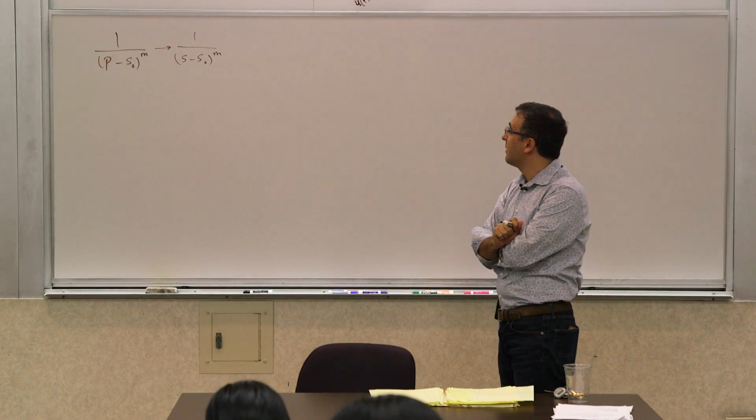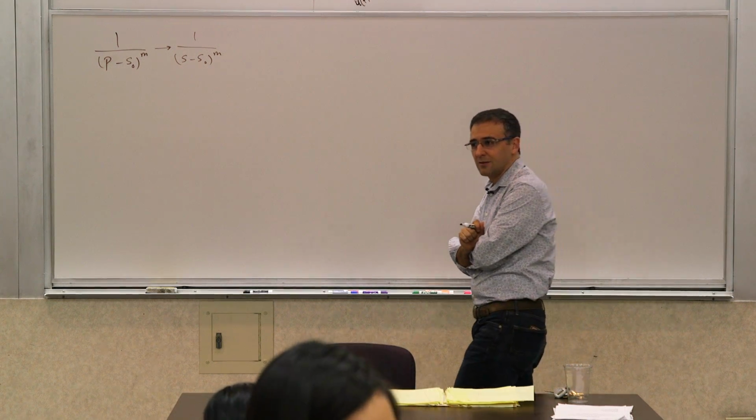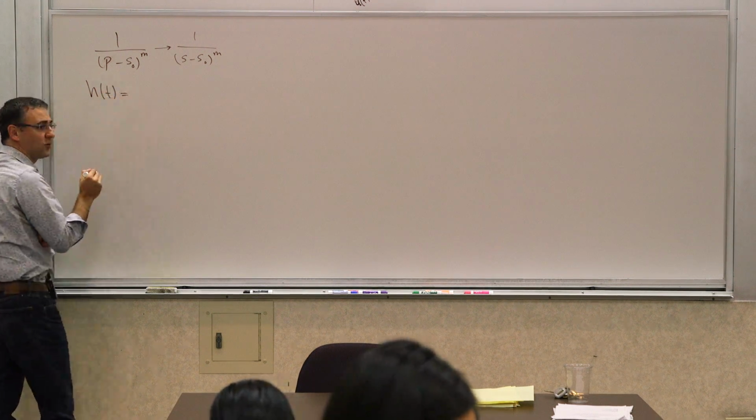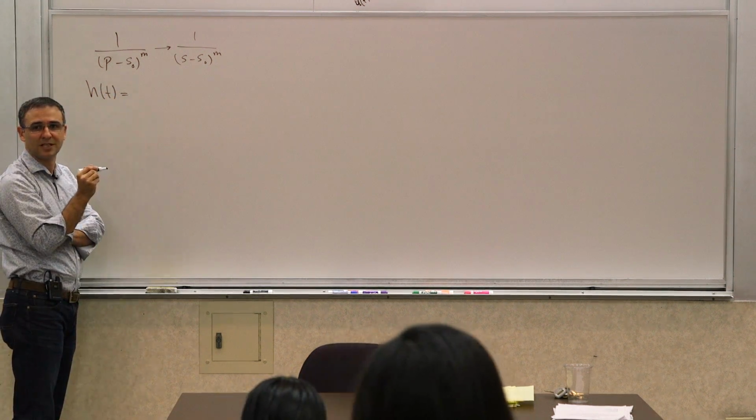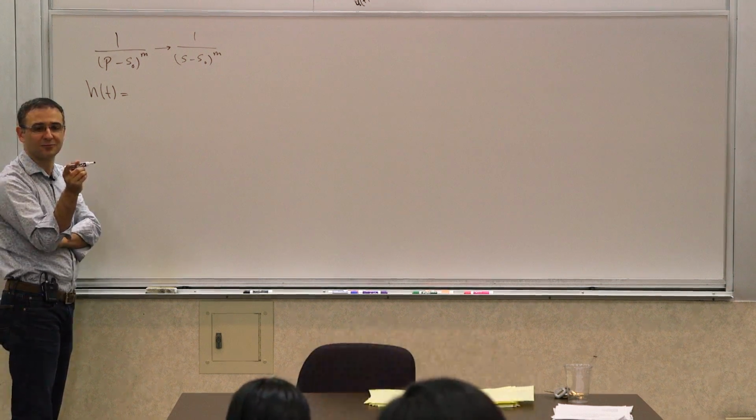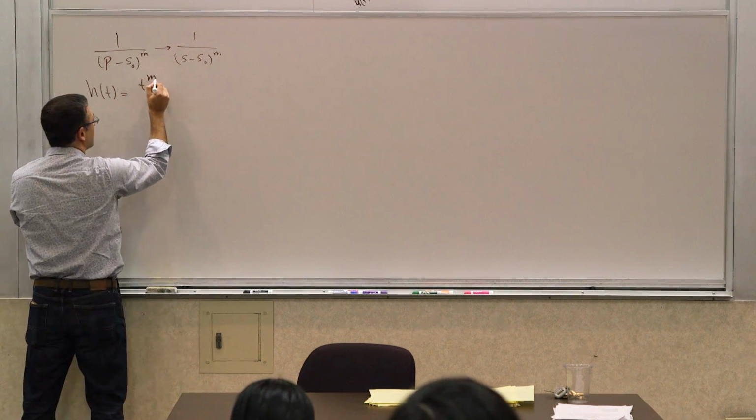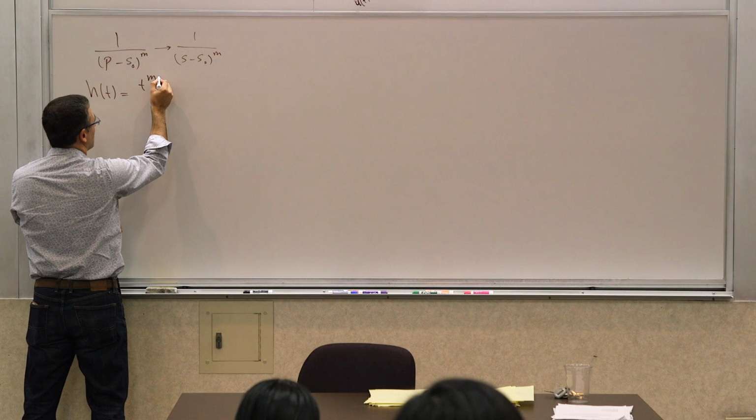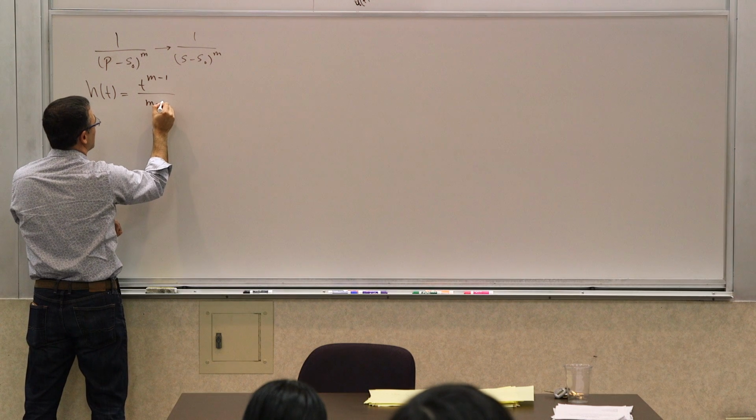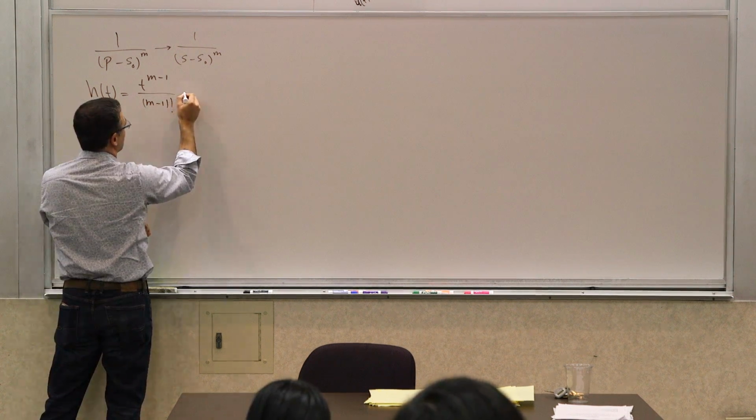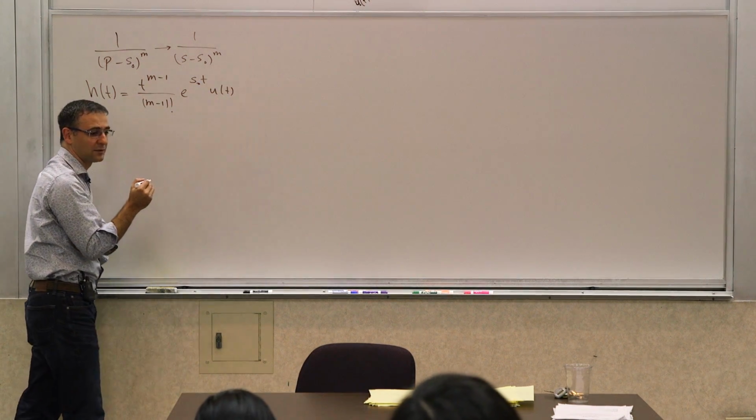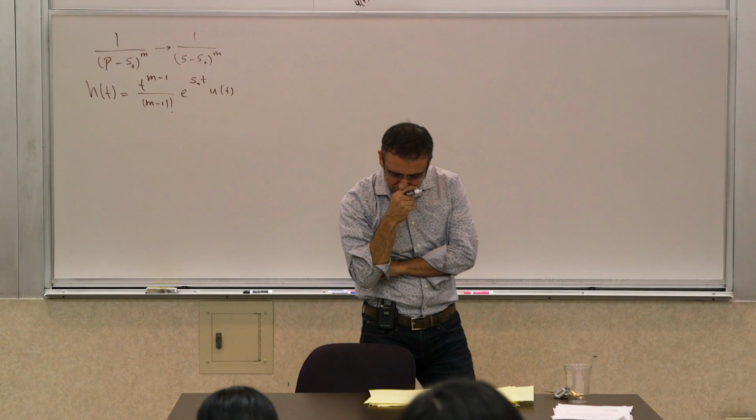So what is the impulse response of this system? You should know it by now, right? So h of t is what? Does anyone remember? We did this catalog. Say again? T to the m minus 1, okay, yeah. Over m minus 1 factorial, e to the s0 t u of t. Yes, that is correct. So that's what you get, right?